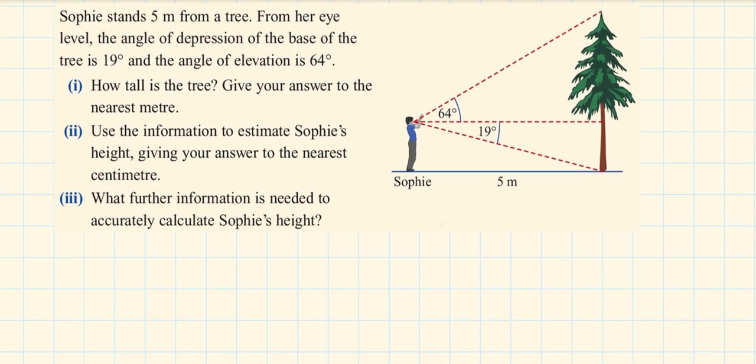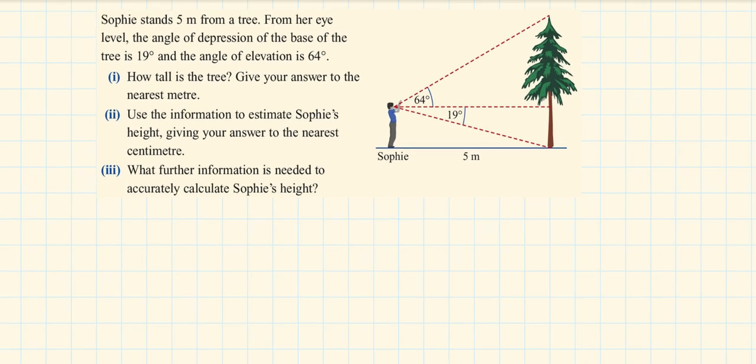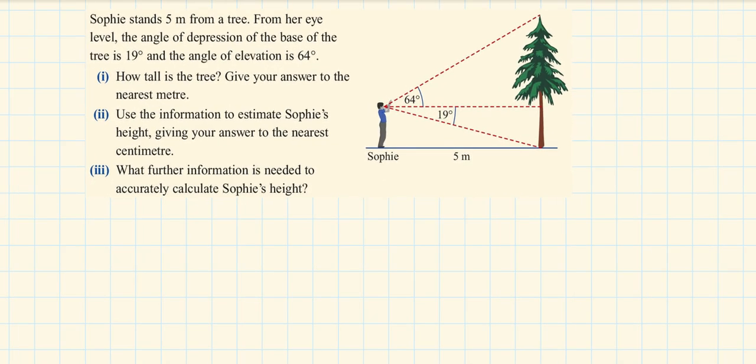And one final one is one with a double triangle here. So Sophie is standing 5 meters from a tree. From her eye level, the angle of depression at the base of the tree is 19 degrees, and the angle of elevation is 64. Again, doesn't really matter. Just make it your two triangles. So how tall is the tree? So you've got this height and the bottom height.